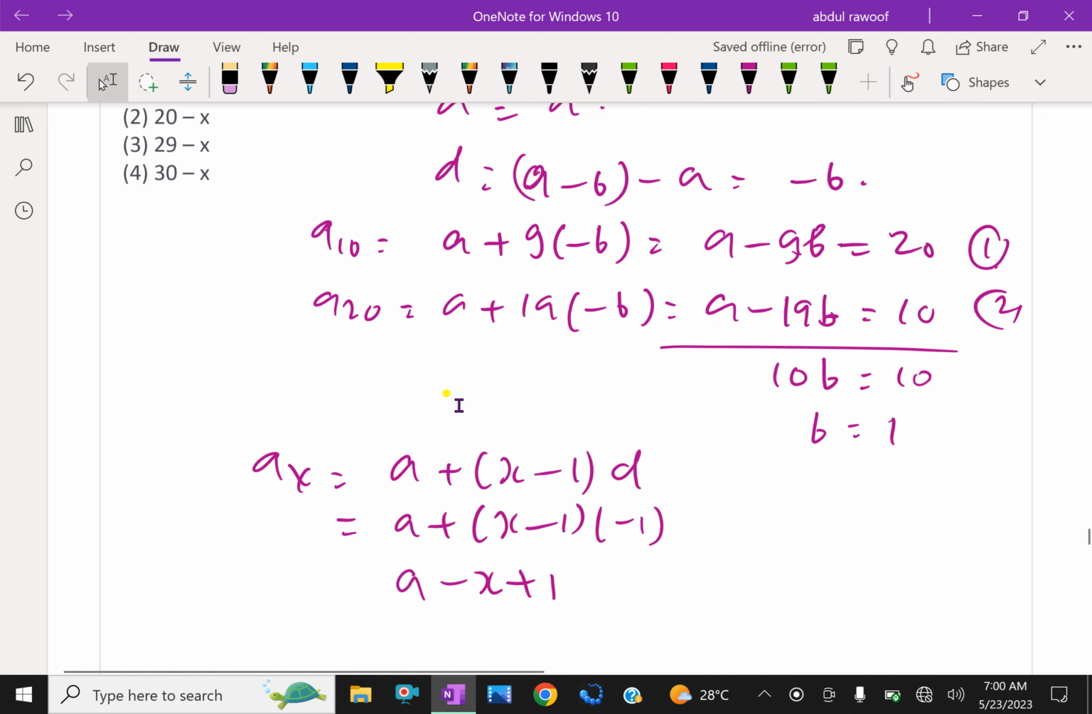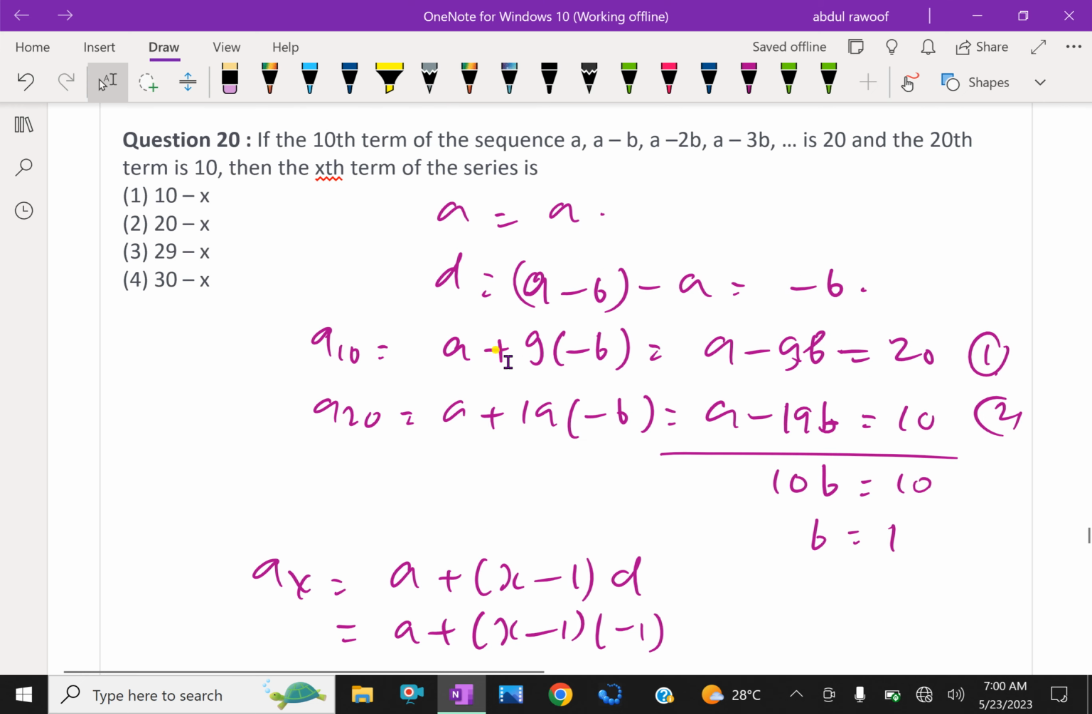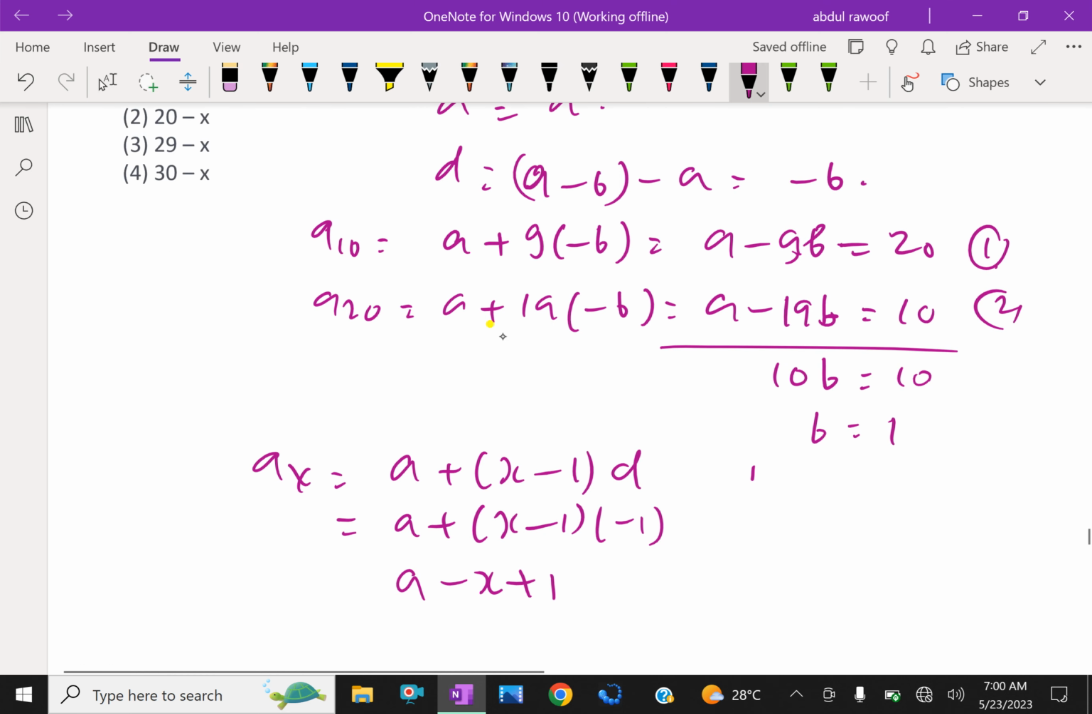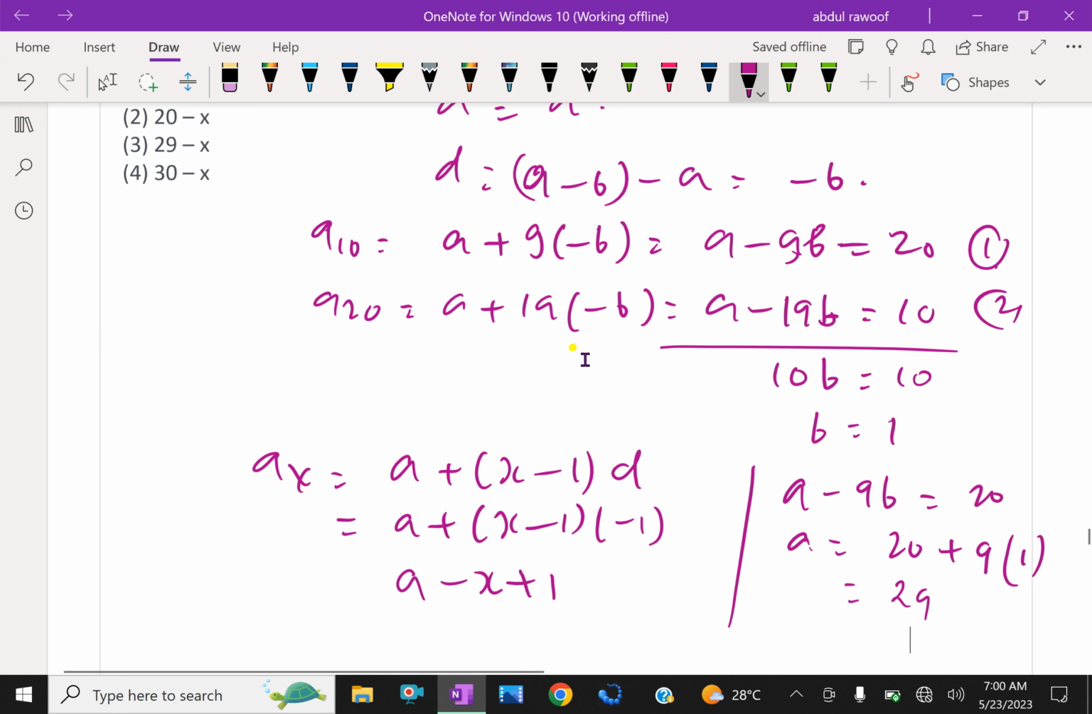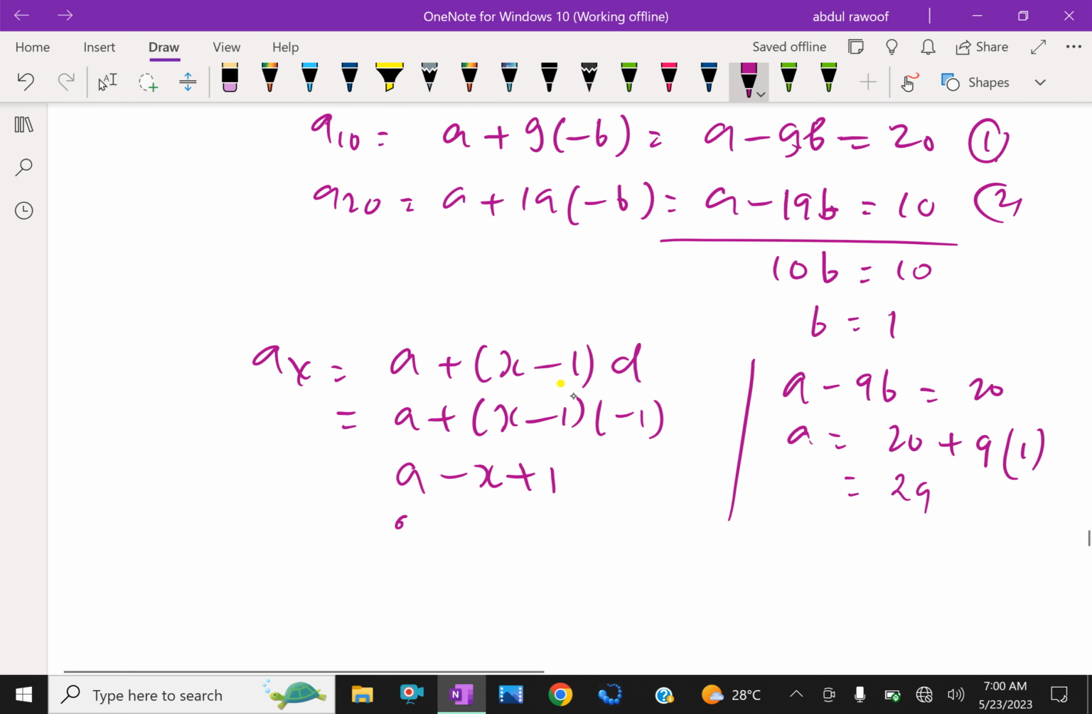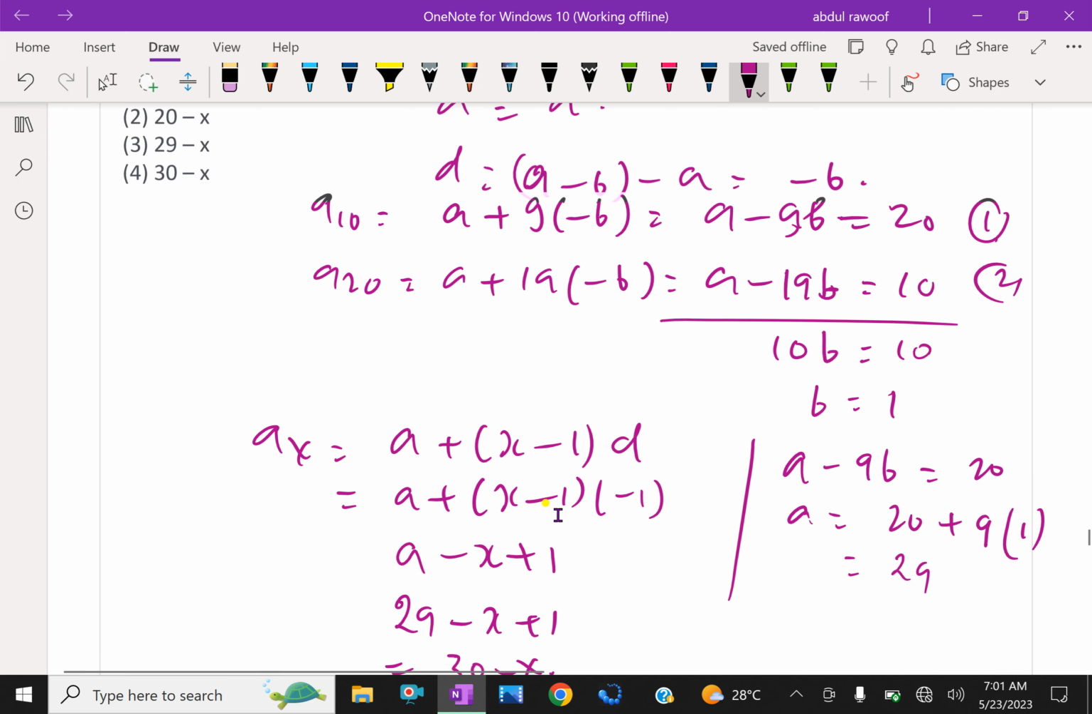Then B equal to 1, then we have to get A. We can get A by using any equation. First one, A minus 9B equal to 20. A equal to 20 plus 9 times B, B is 1, which is equal to 29. So A equal to 29 minus x plus 1, which is equal to 30 minus x. So 30 minus x is our option.